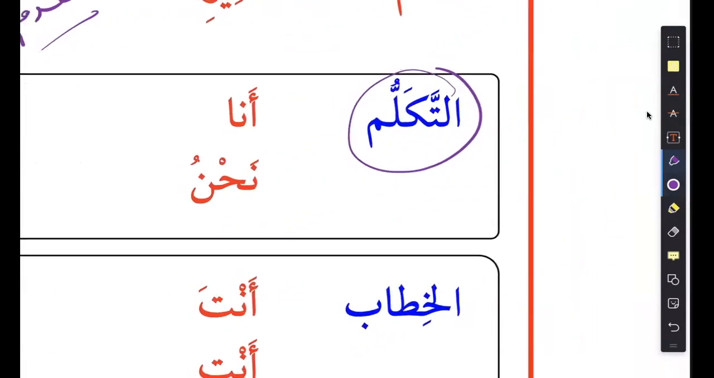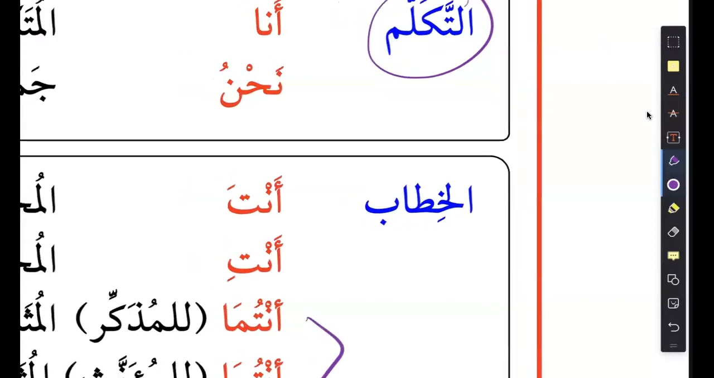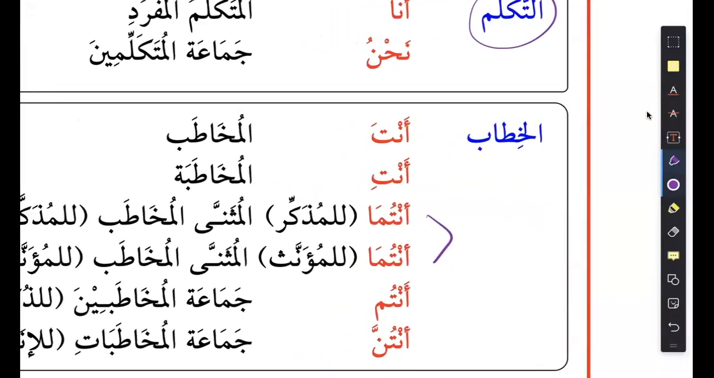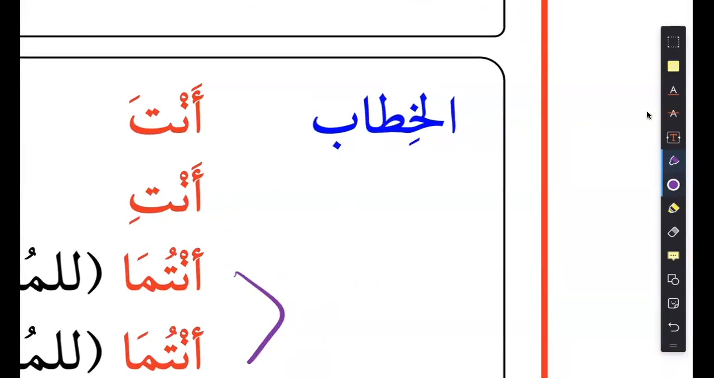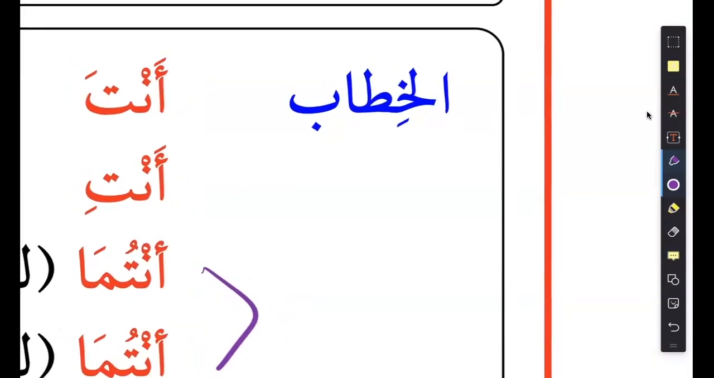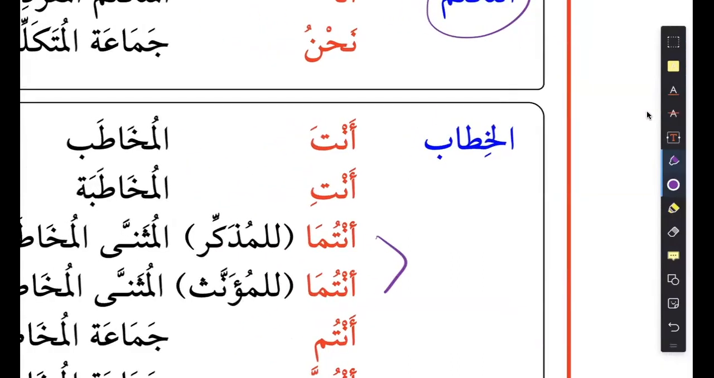Before I go through all of them, let me talk about all the major categories. So we have first person, and in English, we have second person. Second person is the one that you're speaking to. And in Arabic, we say khitab. Khitab is the one who is being addressed, the addressee. So that's what we call second person in Arabic.